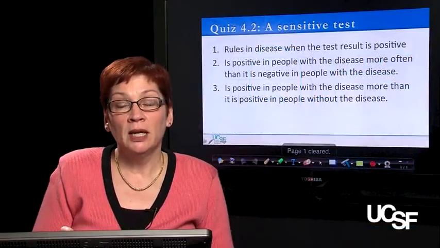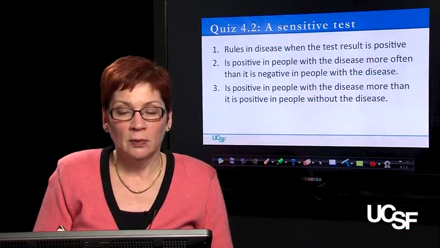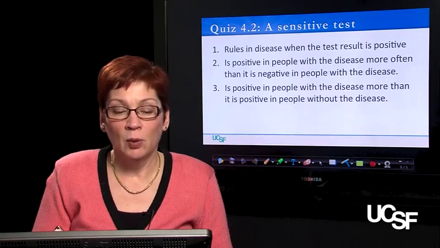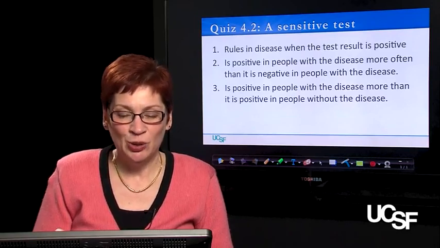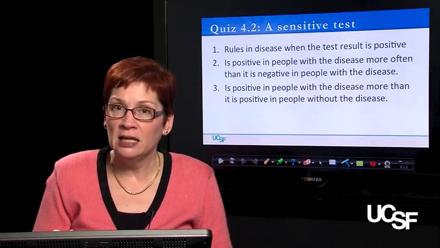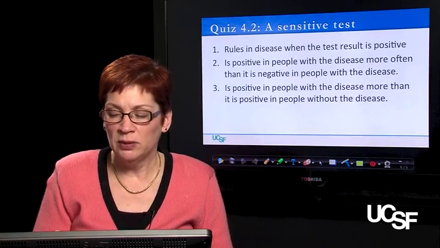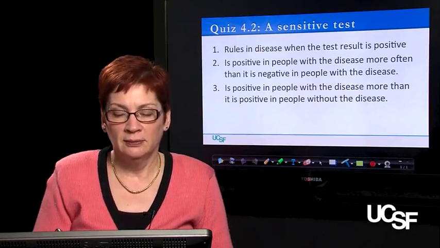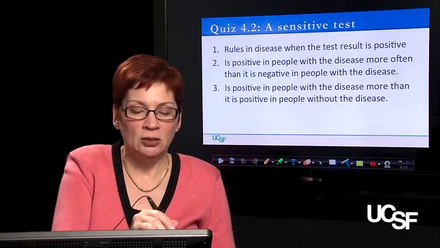This is an important concept, and it bears taking a quick quiz to make sure we're all on the same page. When talking about a sensitive test, we're talking about a test that, number one, rules in disease when the test result is positive. Number two, is positive in people with the disease more often than it is negative in people with the disease. Or number three, is positive in people with the disease more than it is positive in people without the disease. These are tough questions. And the answer is number two.